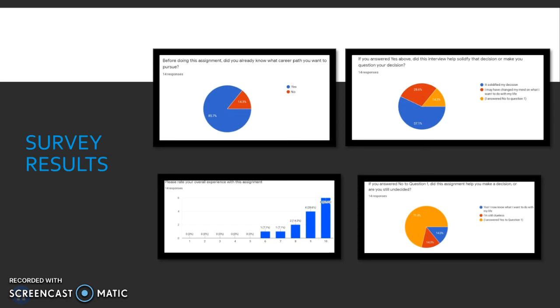14 of the students took the survey out of a little over 20, I think. Several of them said they already knew what they wanted, or thought they knew what they wanted to do for the project. Of those 14, a little over half said it solidified it. A few of them said they may have changed their mind, so I took that as a good thing to do this project. So then maybe they got a little more realistic of what the career was going to be like. A very small portion of them said they didn't have any idea what they wanted to do.